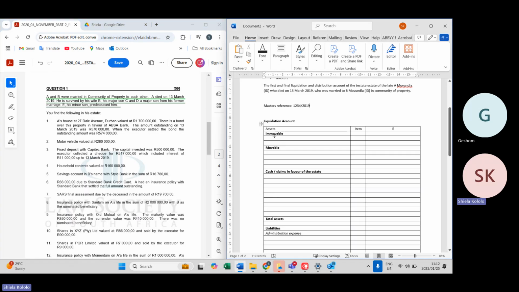So now we know we've got a house, right? And the value of our house is 1.7 million, because here they gave us the value. I've got garden people here, and it's a little bit noisy, but they'll be gone just now. So it's 1.7 million, right? And then when you read here, it says there was a bond over the property in favor of Absa, which means the house is still owing.